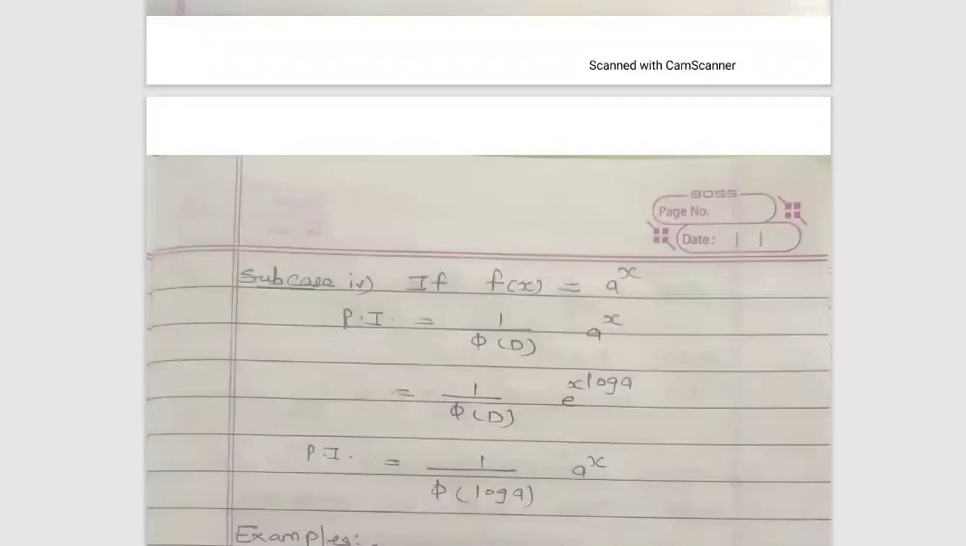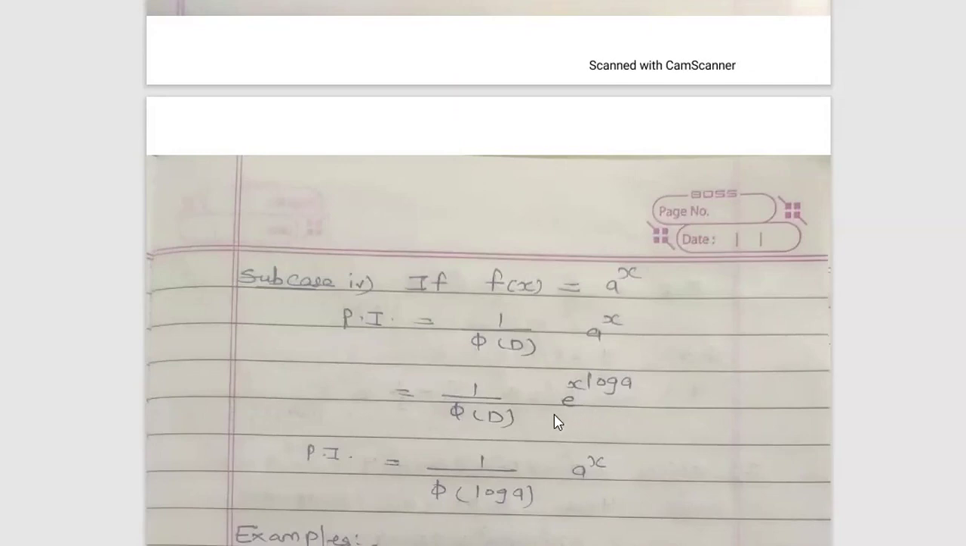Now, subcase 4. If f of x is equal to a raised to x, then how to find the PI? PI is equal to 1 upon phi of d into a raised to x. When the function is a raised to x, we can rearrange it as e raised to x into log a, taking log and taking exponential function. We can rewrite a raised to x as e raised to x into log of a, and then it will be a case of exponential function.